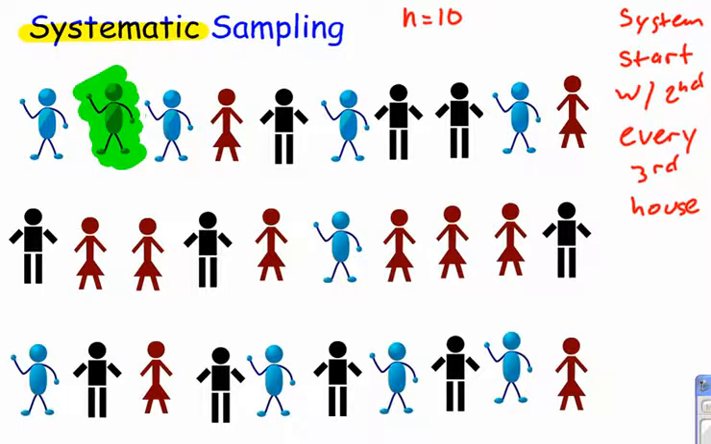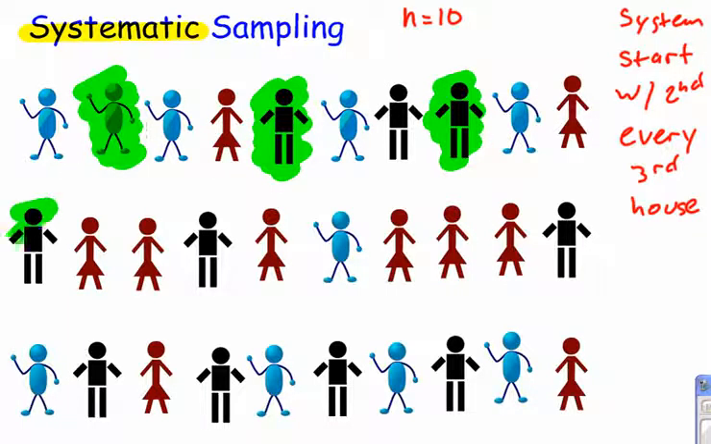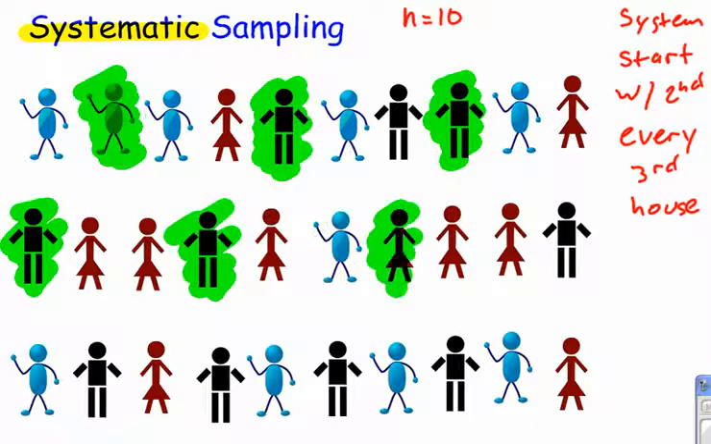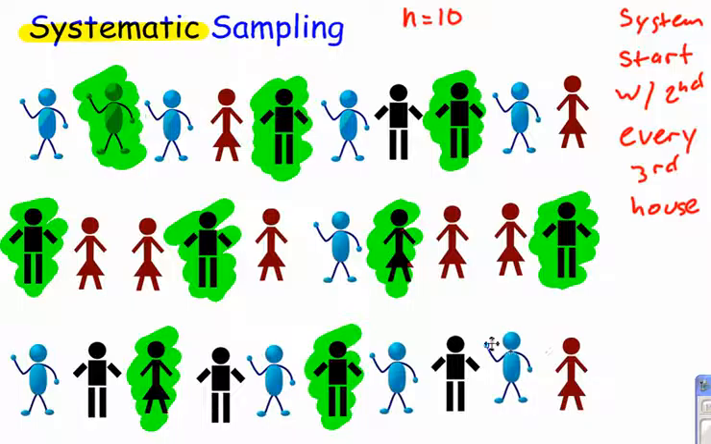So here we go. I start with my second house, and then I'm going to skip over to every third house. So I go 1, 2, 3, and I interview this person, and then go 1, 2, 3, and interview this person, and so on, until now I should have my 1, 2, 3, 4, 5, 6, 7, 8, 9, 10. There is my sample size of 10. And that is systematic sampling.